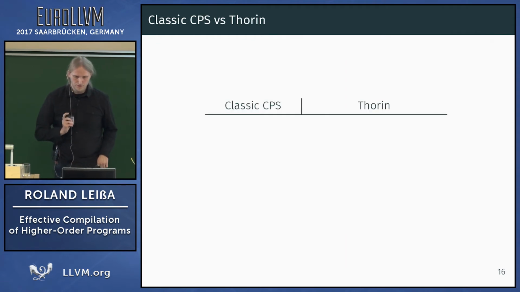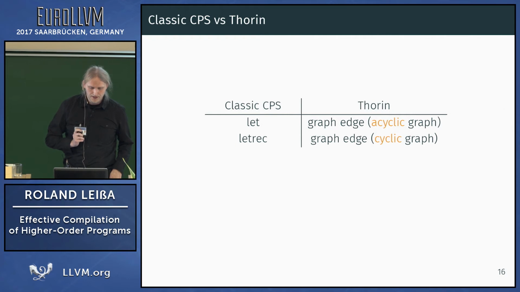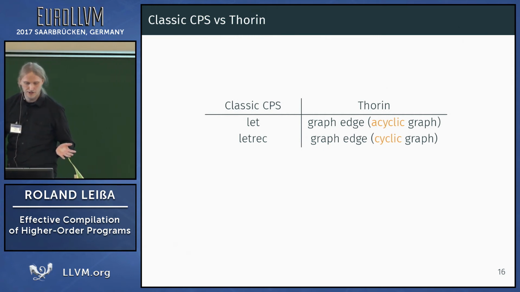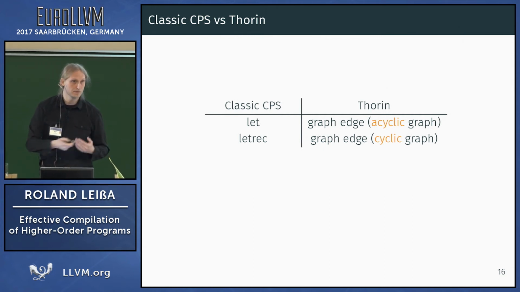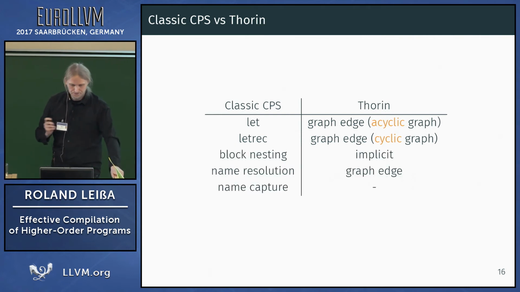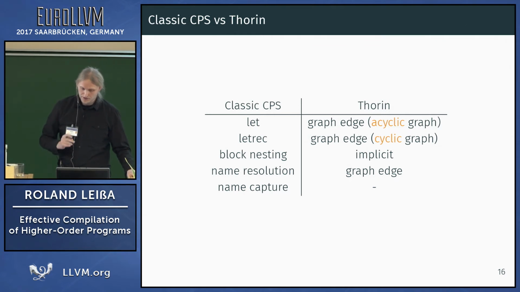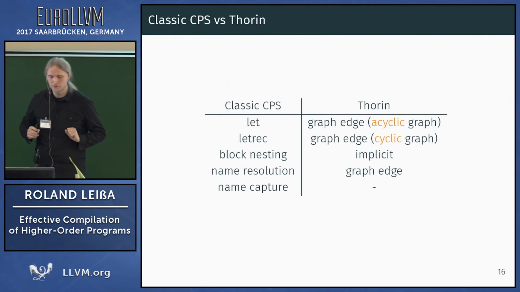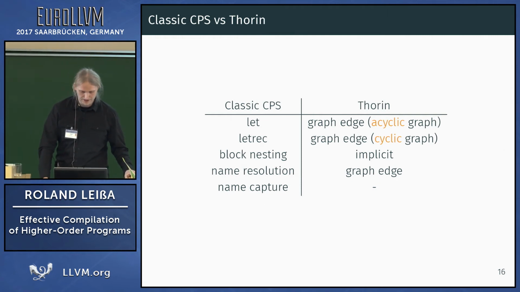Okay, so let's compare Thorin to classic continuation passing style. In classic continuation passing style, you have let and letrec to nest functions, which might be recursive in the case of letrec. In our case this is just a graph edge, which is either acyclic or cyclic in the case of recursion. Then you have this block nesting, which is implicit in Thorin because we don't have this block nesting. Name resolution is just a graph edge, and this name capture thing, which usually happens for functional representations, doesn't happen for us because names are just an edge in the graph.